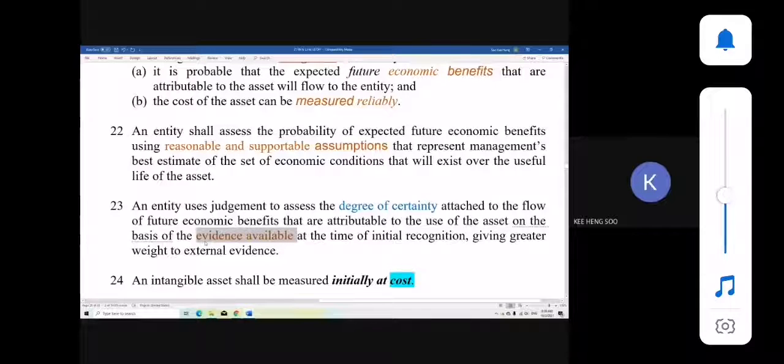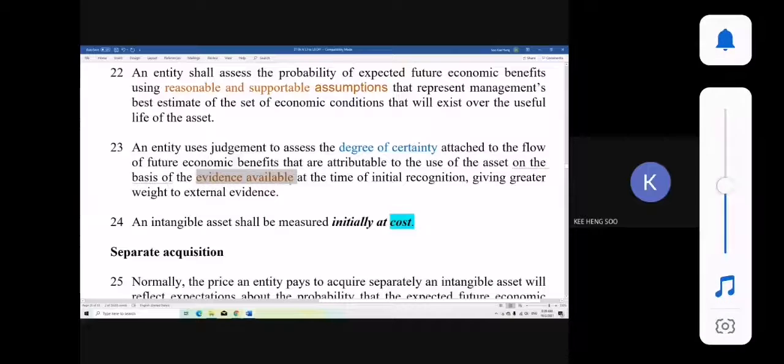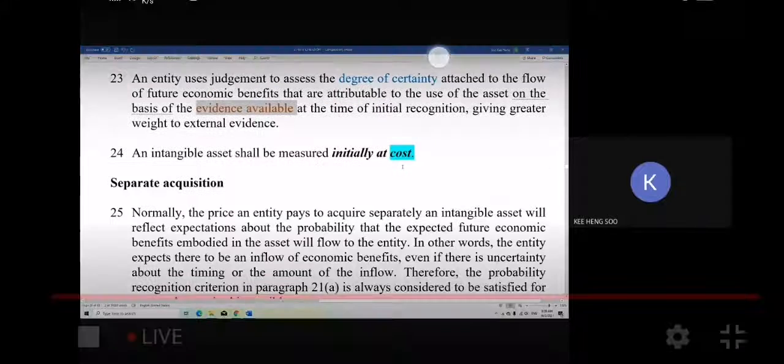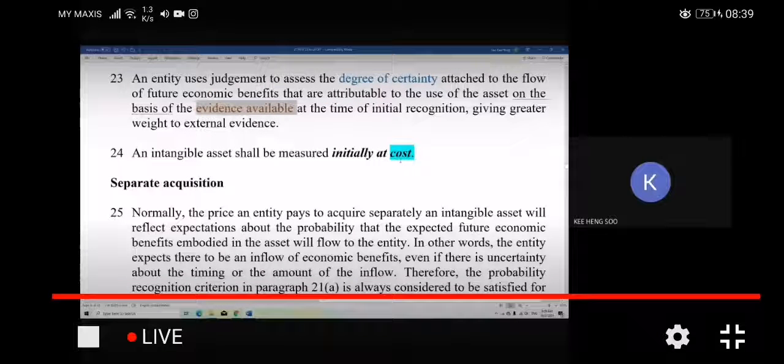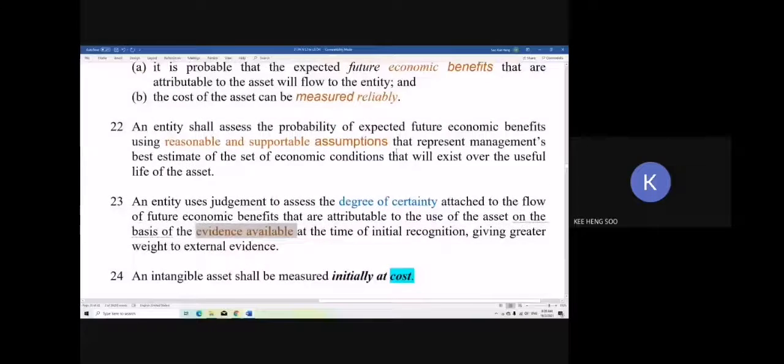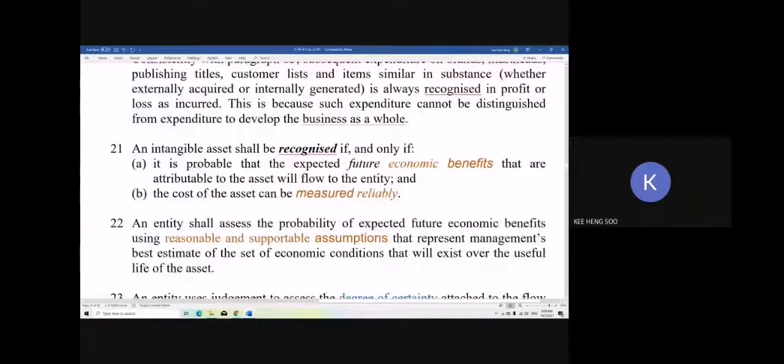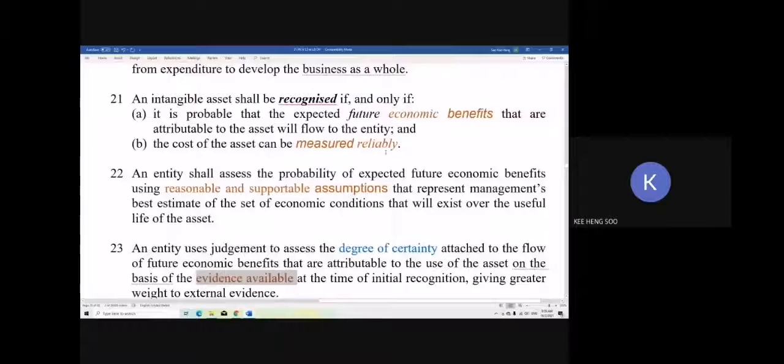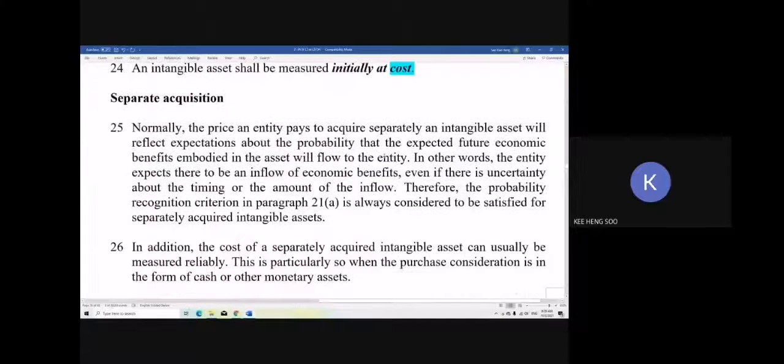So an intangible asset is always initially recorded at cost. Paragraphs 21, 22, 23, 24 are very important. From 21 to 24, please take note. 21 to 24 is very important. Paragraphs 25 and 26 you can read, just leave it.